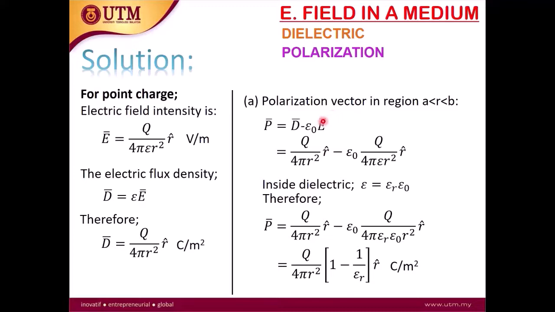For the polarization vector in the region between A and B, we can use this formula, P equal to D minus epsilon naught E. So D equal to Q divided by 4 pi R square, minus epsilon naught Q divided by 4 pi epsilon R square. Inside the dielectric, epsilon equals epsilon R epsilon naught. Therefore, we change epsilon to epsilon R epsilon naught, and this one can be cancelled out. So our polarization vector equals Q divided by 4 pi R square in bracket 1 minus 1 over epsilon R, in the direction of R, coulomb per meter square.